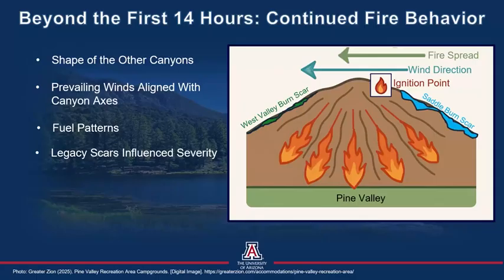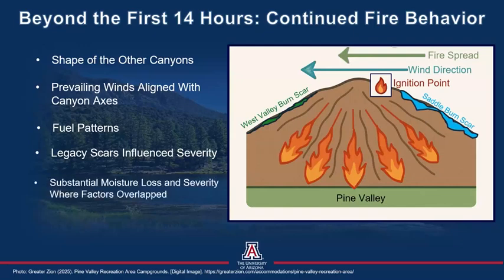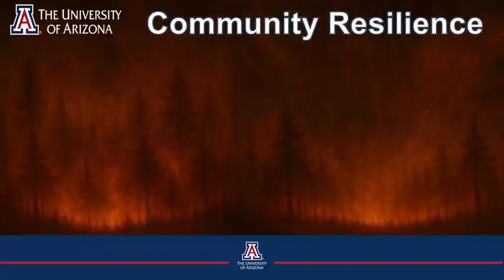The legacy burn scars influenced fire severity, reducing intensity in some interior reburn areas and restricting fire movement. Specifically, the West Valley fire scar slowed the fire's eastward spread by limiting fuel availability. The spectral and spatial analysis bring these factors together, showing once again that the highest burn severity consistently occurred where terrain, wind alignment, and fuel continuity overlapped.